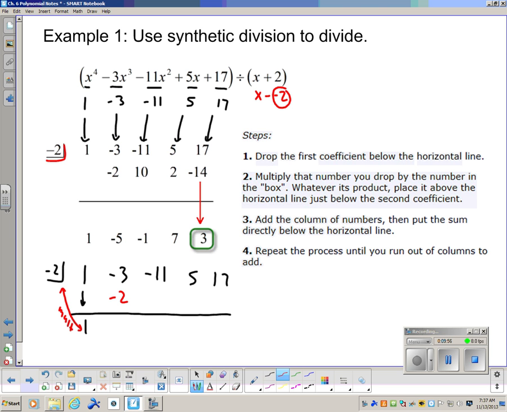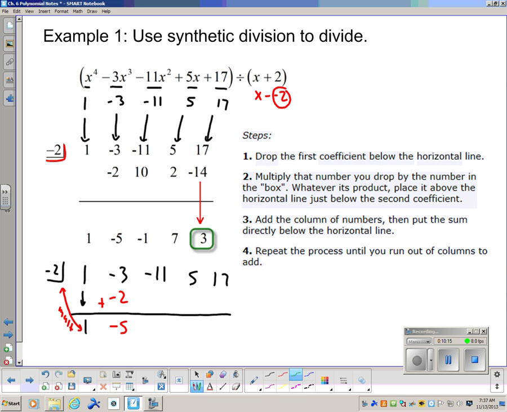And then it says whatever its product, place it above the horizontal line, just below the second coefficient. So that's what I did. I put it right below the second coefficient. And then you're going to add the column of numbers. So -3 plus -2 here is -5. And then we're going to repeat the process.